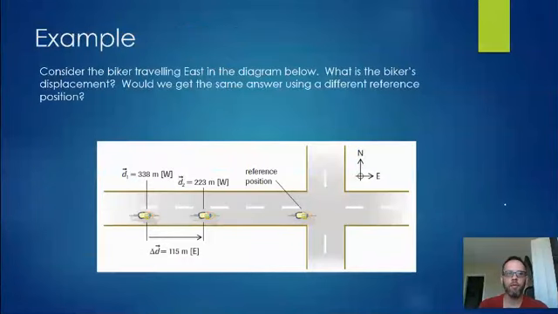Here we are. So here's an example we're going to do. We have a biker traveling east in the diagram below. We're going to find the biker's displacement. Then we're going to ask, would we get the same answer using a different reference position? So note here that we're considering the biker's reference position to be right at this intersection here. And so initially, they're 338 meters west of the intersection, and finally, they're 223 meters west of that reference position. So we're going to solve the problem one way, and then maybe choose a different reference position and see how it works out. So let's give this a go.